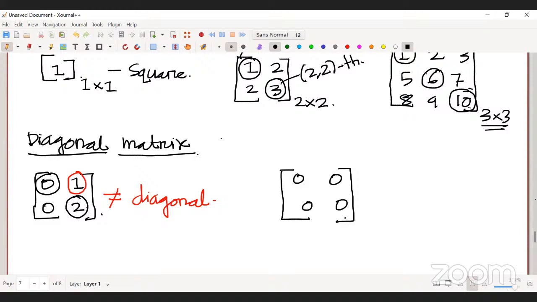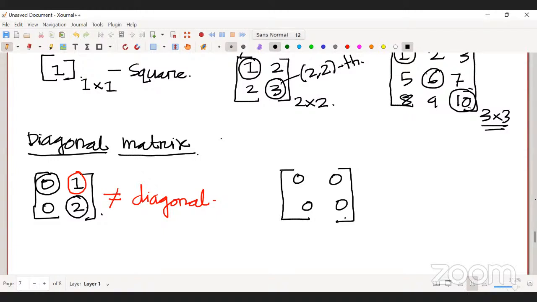It's a null matrix, but we can also say that it's a diagonal matrix. No, I don't care whether the diagonals are same or not. For a diagonal matrix, I really don't care whether the diagonals are same or not. What is the definition of a diagonal matrix? A diagonal matrix is basically a square matrix where all the non-diagonal entries are zero.